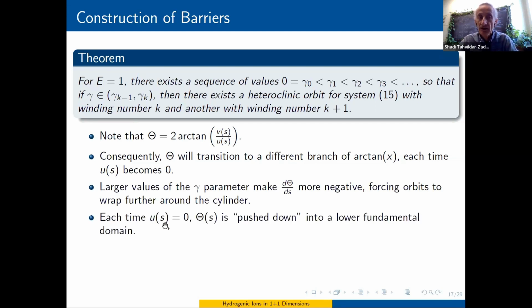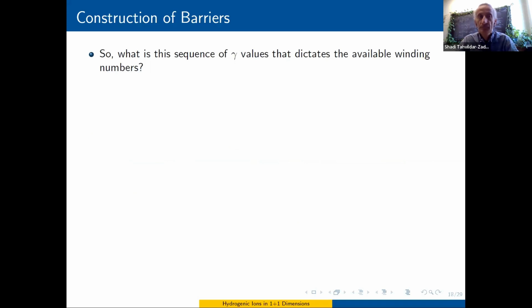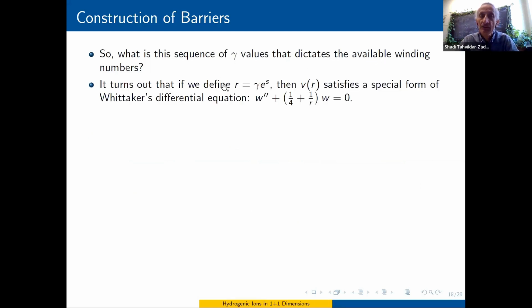So each time U is 0, theta is pushed down into a lower fundamental domain. So the takeaway is the number of zeros of U dictates the winding number, right? So what is this sequence of gammas that dictate the available winding numbers?